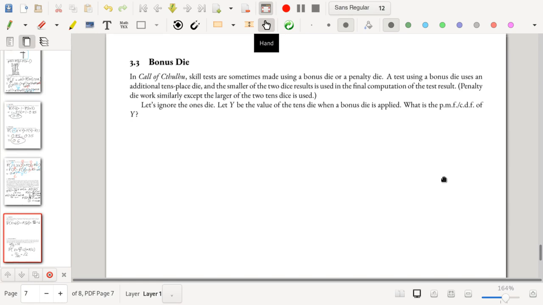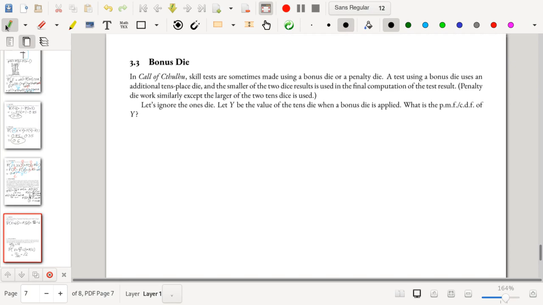So let's ignore the ones die. Let y be the value of the tens die when a bonus die is applied. What is the probability mass function slash CDF of y? All right, this is a more complicated situation because we're considering the minimum of two dice.